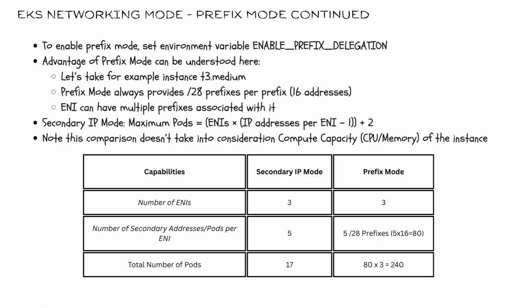Now in prefix mode, each ENI can have 5 prefixes, and each prefix is a /28, which gives 16 usable IP addresses per prefix. That means 5 times 16 is 80 pods per ENI, and with 3 ENIs, that is 80 times 3, which is 240 pods total from a networking standpoint. Of course, in practice, a T3.medium does not have enough CPU or memory to run 240 pods. But this highlights how prefix mode greatly improves pod density by removing IP limitations even on smaller instances.